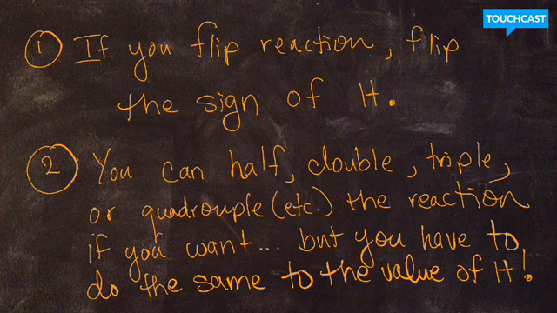Okay, so while using Hess's law, if you flip the reaction to make the products the reactants, you're going to have to flip the sign of H. But you can also half, double, triple, or quadruple the reaction if you want. But if you do that, you're going to have to do the same thing to the value of that H. And here's a good example.